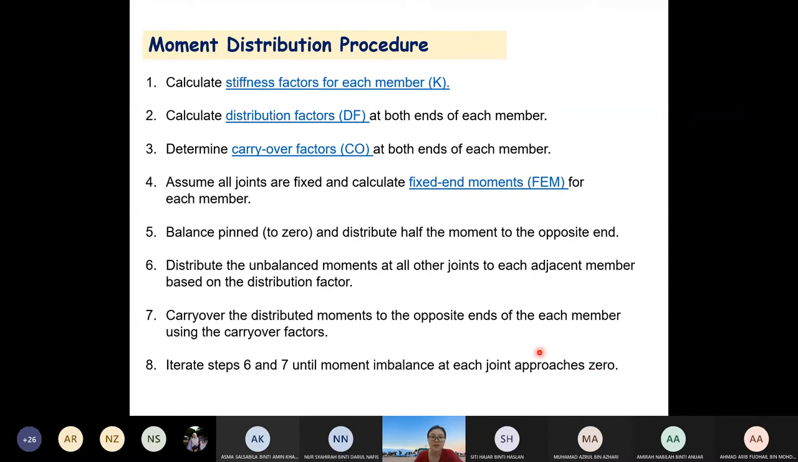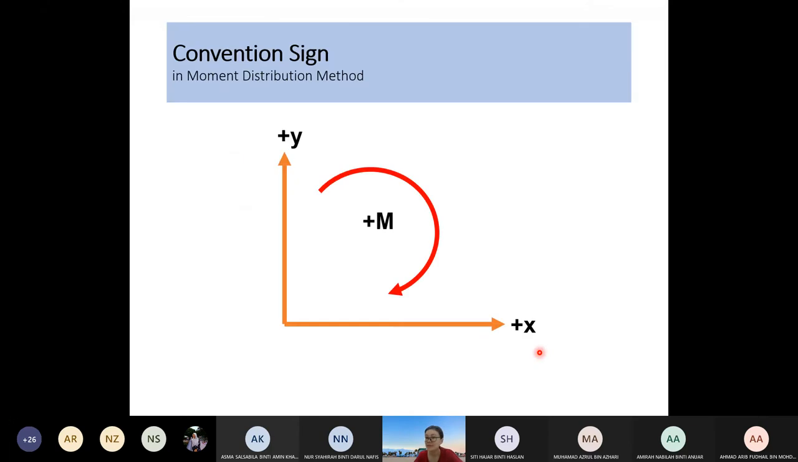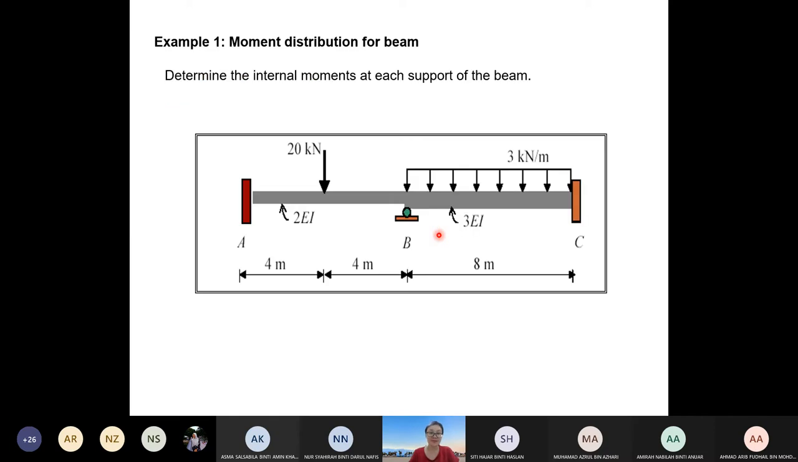Okay, so let us have a look at an example. We will try it for a beam. So this is a positive sign: moments acting clockwise are positive. This is different from your stiffness method. If you still remember your stiffness method, anti-clockwise or counter-clockwise is positive. Don't confuse.